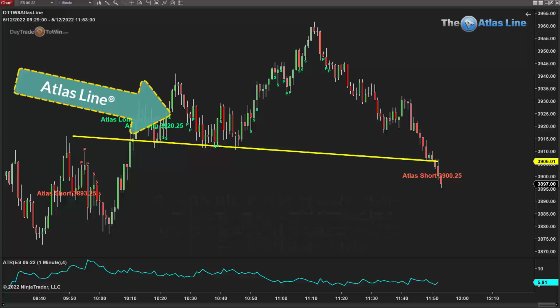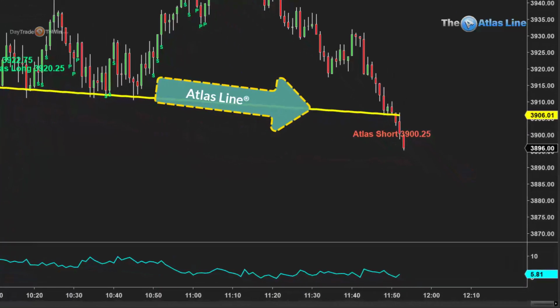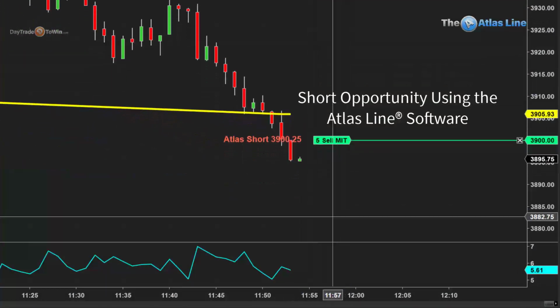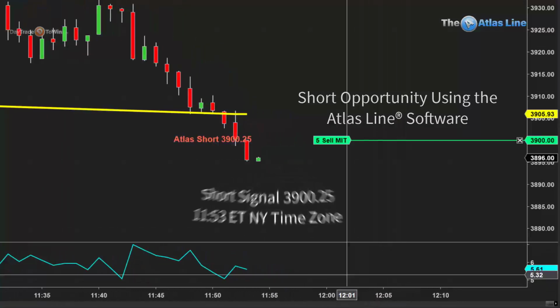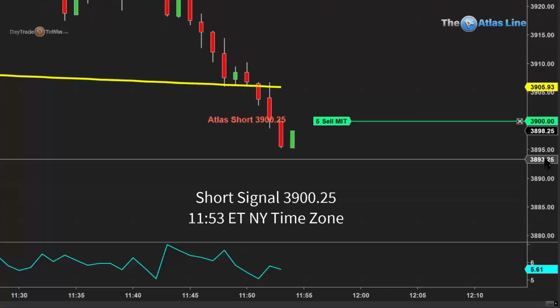So if you take a look here at the Atlas line, that's that yellow line here. It's software that's plotted on your chart automatically. It provides signals to go long and to go short. At the moment, I see a great opportunity to go short here at 3,900. And so I'm placing a trade to show you 3,900 to go short. And it's actually based off of price action. It's really simple, really easy to use.